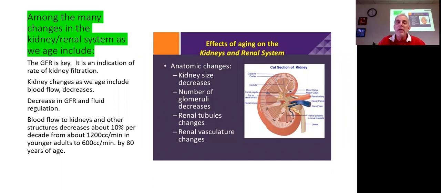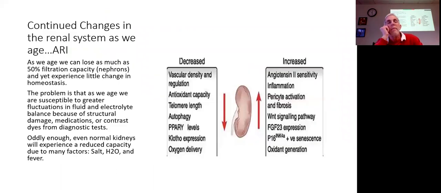The kidney also shrinks. The number of glomeruli and nephrons also diminishes. There are changes in the tubular system, vascular changes within the kidney itself. So what this all leads to is ARI, which is acute renal insufficiency, or acute kidney insufficiency.